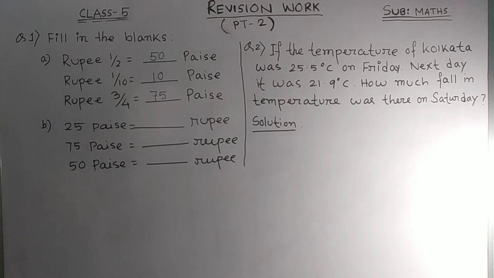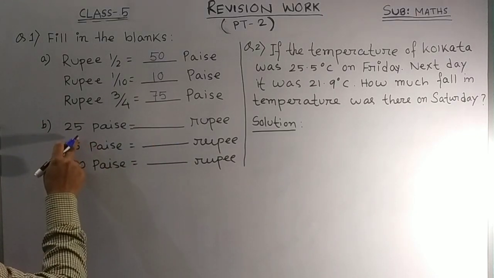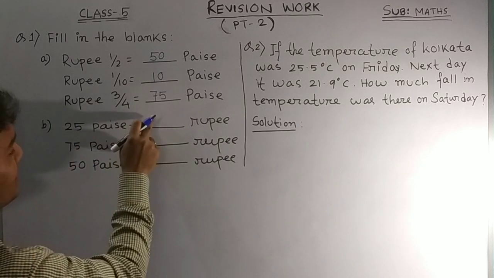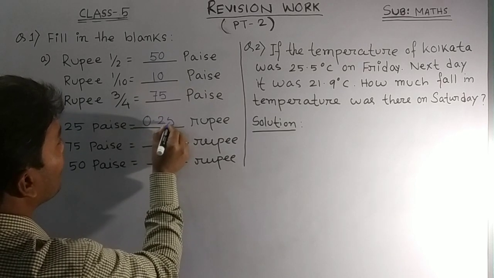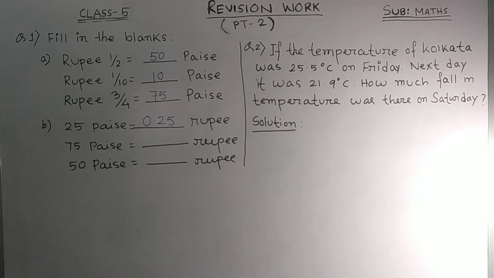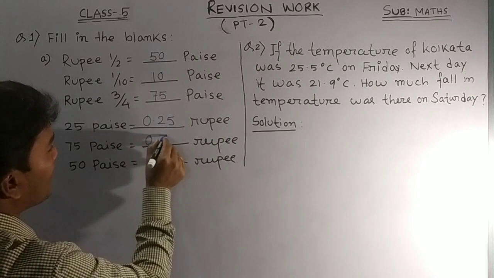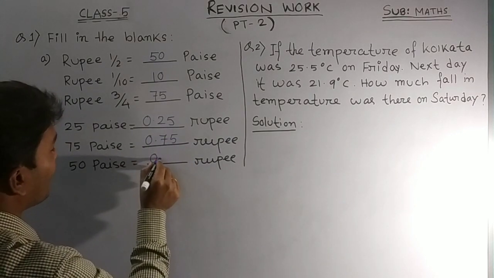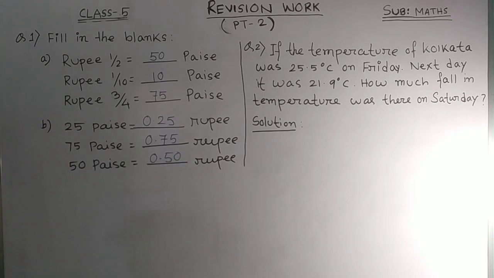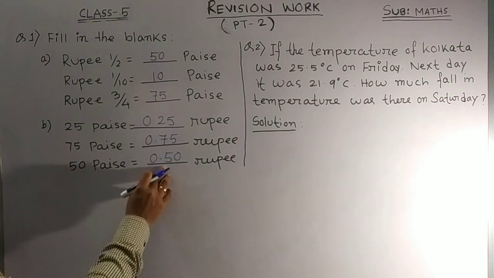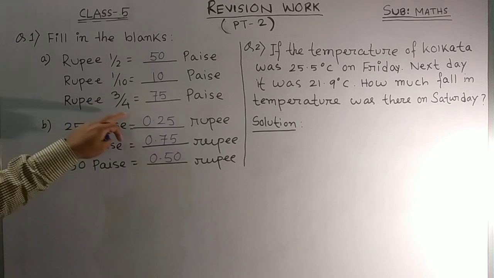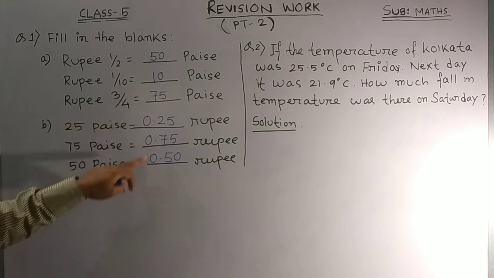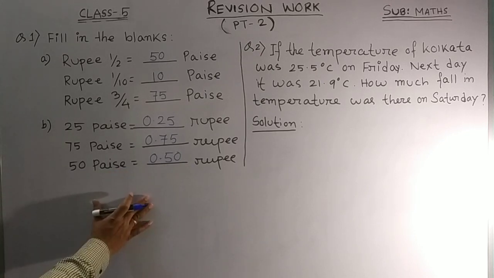that means 75 paise. Okay. After that, if the portion comes like this, 25 paise means how many rupees? So what do you need to write? We have to write 0.25 rupee. Okay. After that, in the same way, it is 0.75 and it is 0.50. So you can convert this easily into fractions also. That means it is 1 by 4, it is 3 by 4 and it is half. So our first portion is complete.